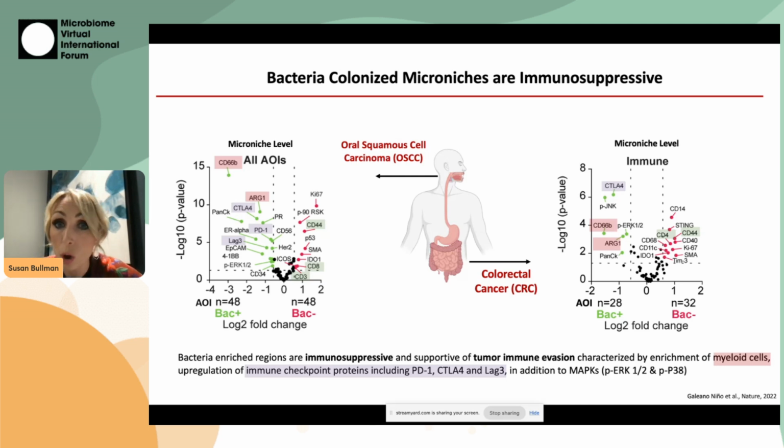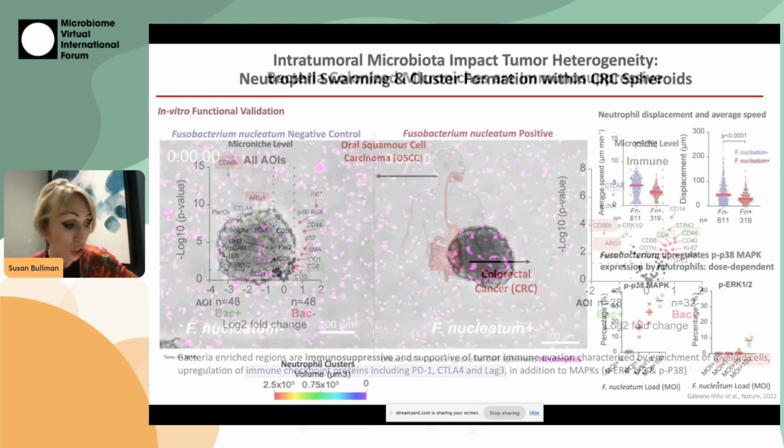And we saw also an upregulation of MAP kinases that are important in cancer cell growth progression, such as phospho-ERK, phospho-p50, or p38. But the key question here was whether these microbes were actively contributing to shaping this tumor microenvironment, or were they just responding to an environment that already exists and colonizing an environment that already existed. And to test this, we had to go back to functional studies in the lab.